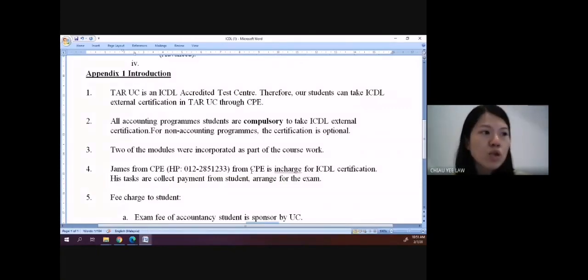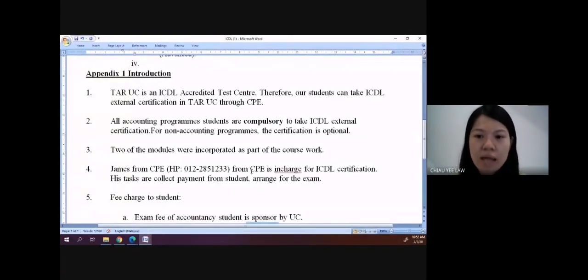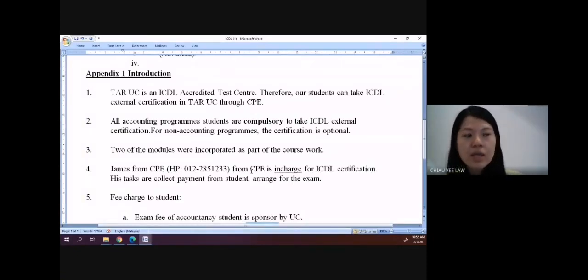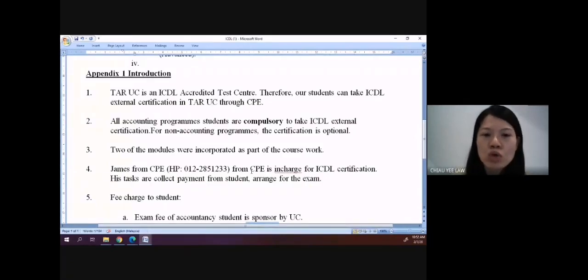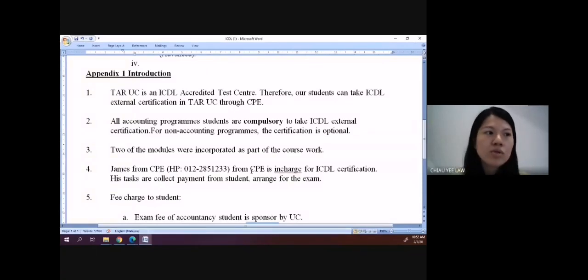So after you know the process, how to collect it, then you deal with the class rep. Because Mr. James actually needs to take care of all 3 accounting programs, which are DAC, RSC, and RPA, for this ICDL exam. Now I know it's a bit troublesome, but we are still in the progress of applying for this fee to be directly charged into your student bill, so that next time, when you join RPA or RSC, it should already be embedded in your bill.